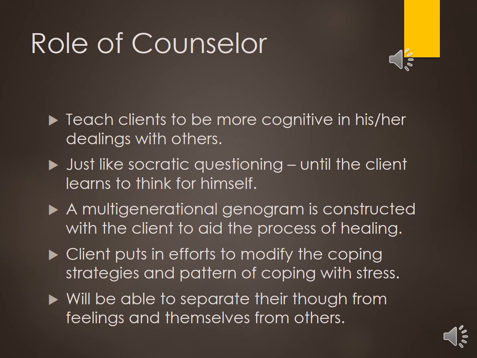The client puts in efforts to modify the coping strategies, whatever the patterns in the family are, which may be the communication patterns, behaving patterns, dealing with stress, and the coping strategies of the individual. They are modified. Like, for example, we talked about the second level of change that we specifically call second order change, and the client will be able to separate their thoughts from the feelings and themselves from the others, which means that to some extent they are taught the differentiation of self as well as accepting the family. Even if there is a problem with a particular family member, accepting them along with their problems, and modifying themselves in order to see how the other people will transform.